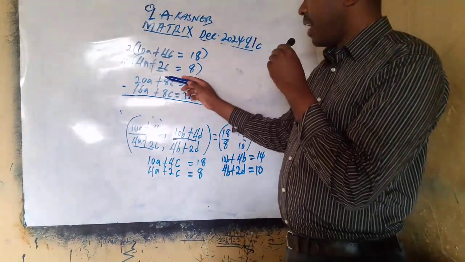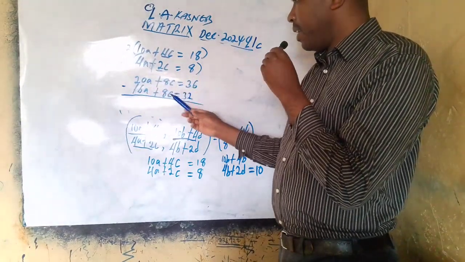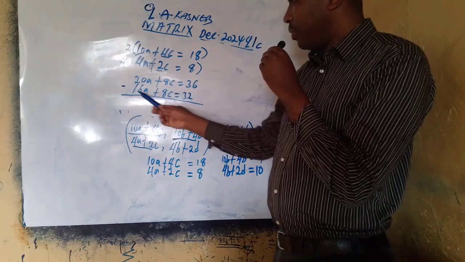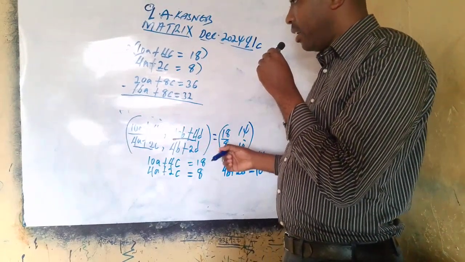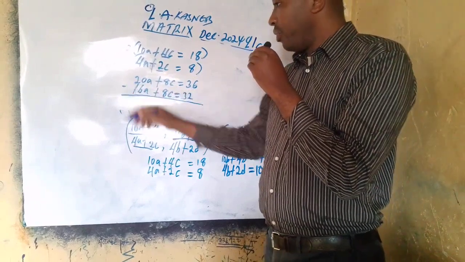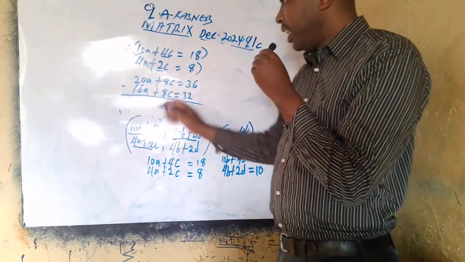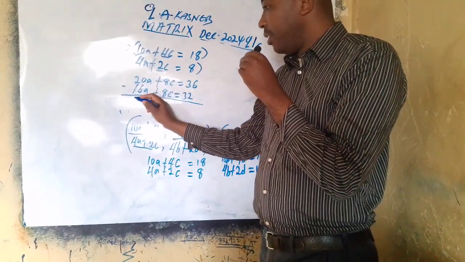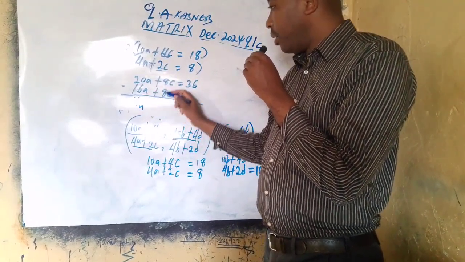And the signs are the same, so we use negative here. This is positive and positive, we use negative, meaning we minus. If the signs were opposite, we would use positive sign there. So take 20 minus 16, we get 4a.